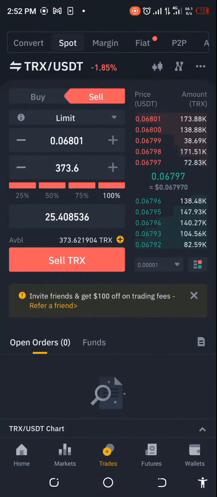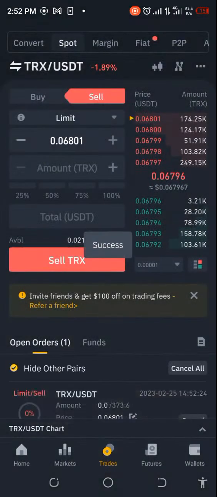Well, let's see how much this is going to give us. We'll check every single thing after we're done. So let's go ahead and just take a screenshot and then we will sell the TRX. Oh, it's in the queue.